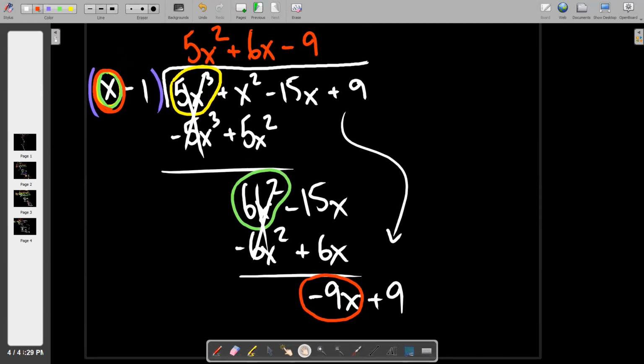So negative 9 times x would be negative 9x, so we're putting plus 9x. And negative 9 times negative 1 would be plus 9, so we're putting minus 9. And you can see, again, no remainder.